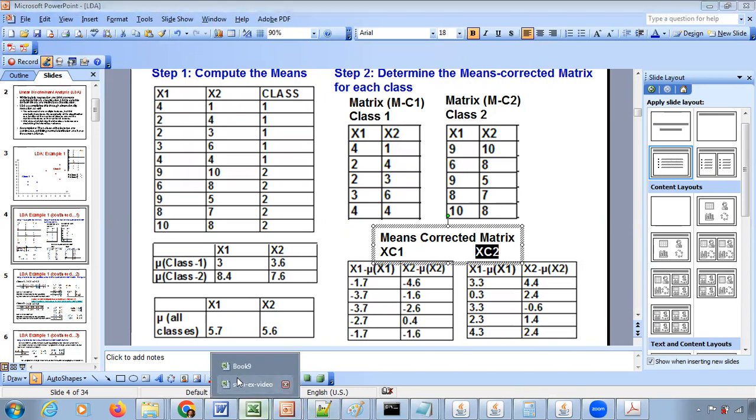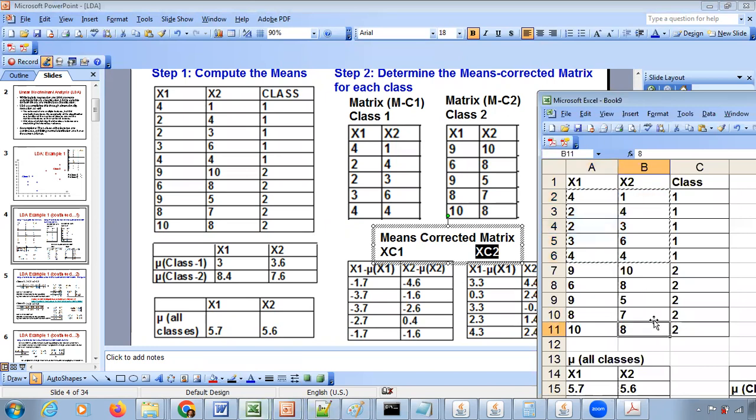What we could do is automate this by doing something like this. So this is A2.